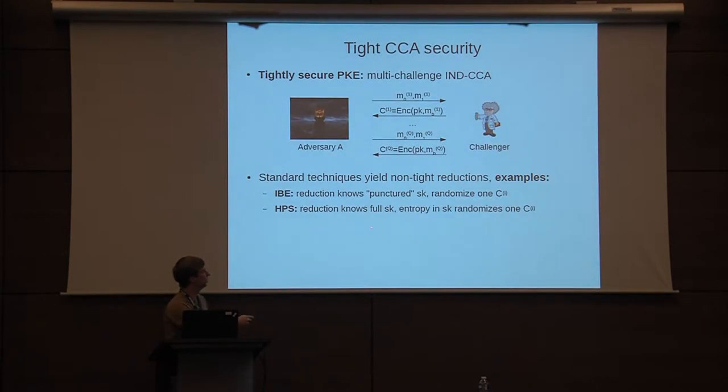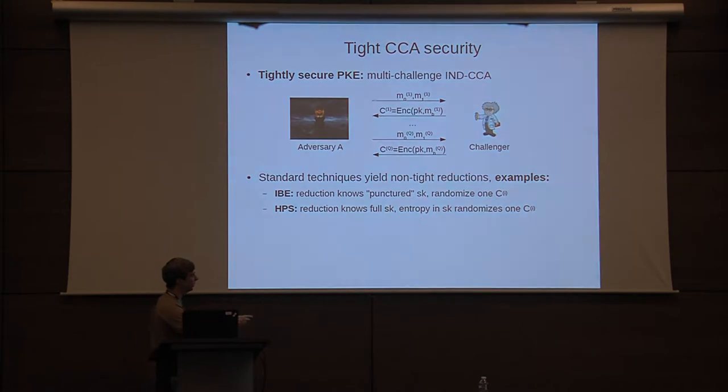Similarly, if you construct your encryption scheme in the hash proof system regime, then the strategy is a bit different. There, the reduction always knows the full secret key, but somehow makes one challenge ciphertext special, and then you offload additional entropy in the secret key into the encryption of that ciphertext. It's a bit funny because you use the secret key to answer decryption queries, and that secret key works on the challenge ciphertext in a special way, such that additional entropy in the secret key is reflected in this challenge encryption.